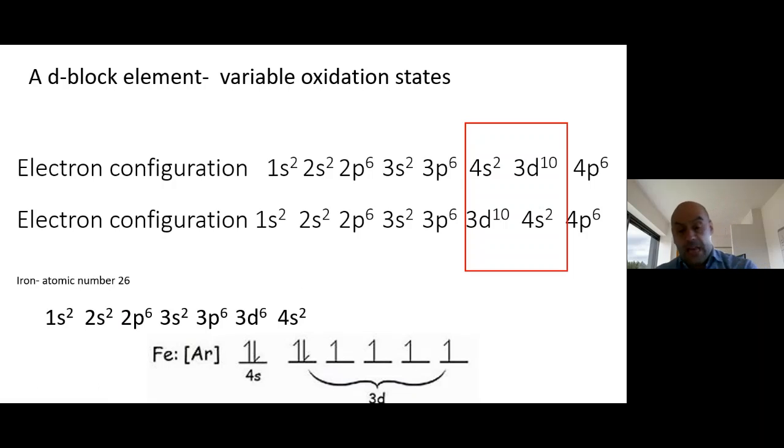And what I've also done there is just to remind you that you have to sometimes write the arrow configuration. So you can see here, first of all, I've got the shorthand. Okay, so I've got my argon, which is the noble gas element that precedes iron in the periodic table. And then I finished off with the configuration of the 2 highest energy levels, the incomplete, so the 4s2 and the 3d6.